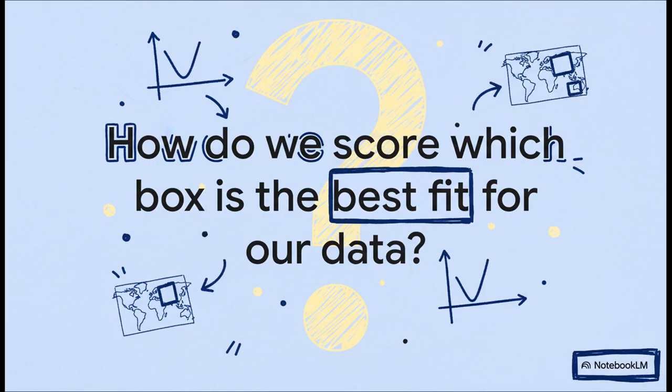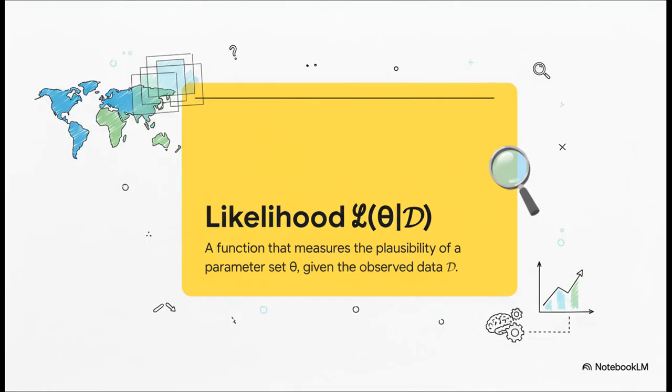We need a scoring system. Given some real data, let's say the coordinates of a few dozen cities, how can we measure how well any given box explains where those cities are? We do this with a super important concept called likelihood. And notice the way it's written. It's a function of our parameters, theta, given the data, d. And that is a critical distinction. We're not calculating the probability of the data. We're using the data we already have to score how plausible our model, our box defined by theta, actually is.